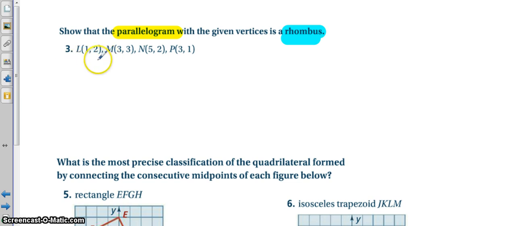So if you look at the distance from L to M and M to N and N to P, and you do the math, you get that all of their distances are equal to radical 5. So what we see is it is a rhombus.